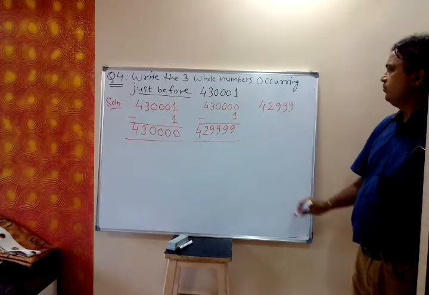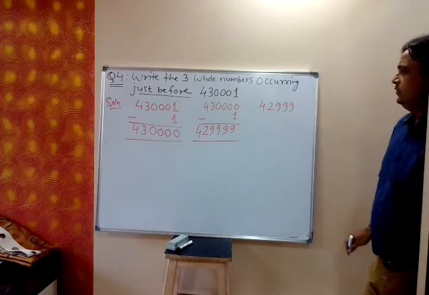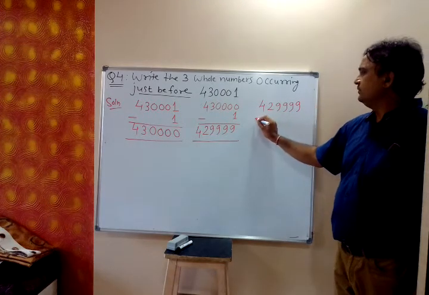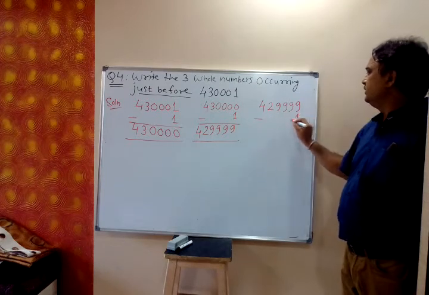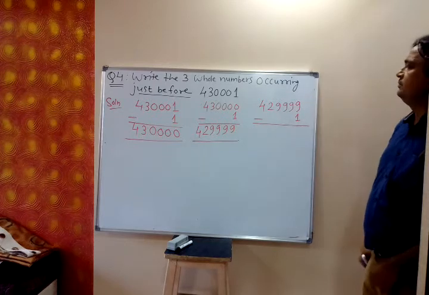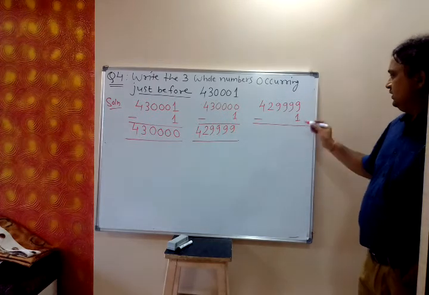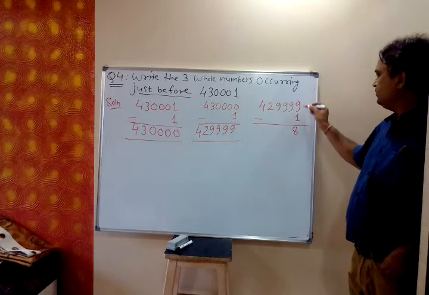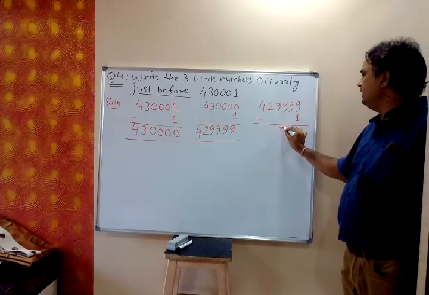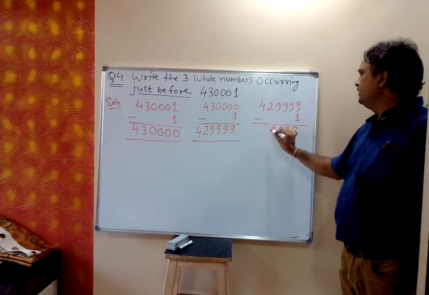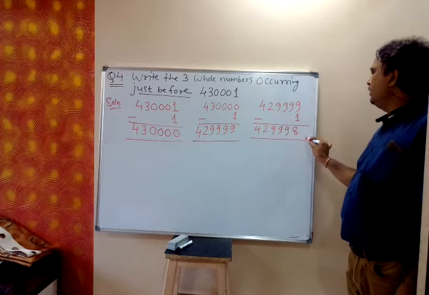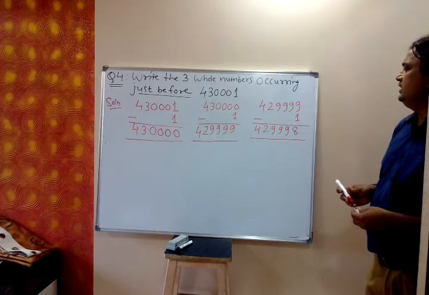4,29,999. I will subtract 1. So minus 1. Just before means predecessor. 9 minus 1, 8. 9 minus 0, 9. 9 minus 0, 9. And this is 2 and this is 4. So 4,29,998.